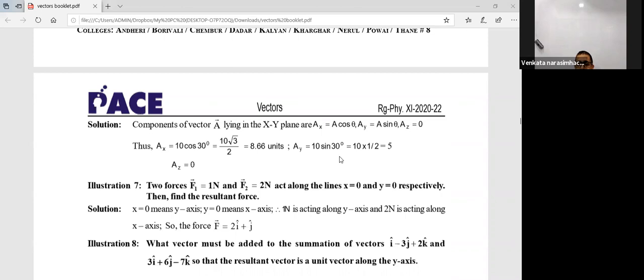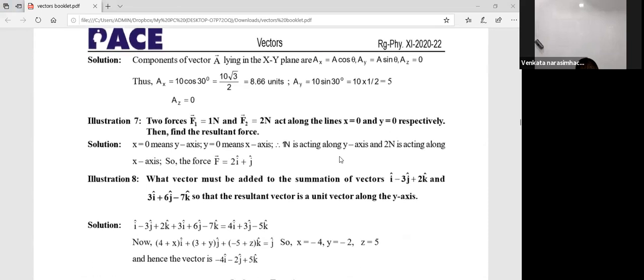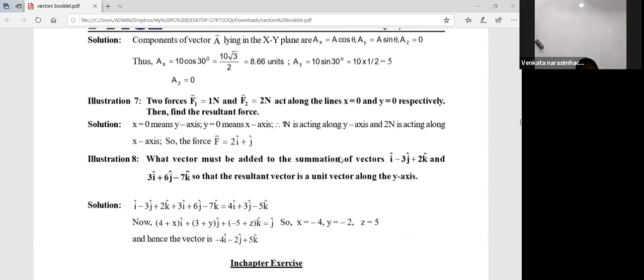Sir, I've written the answer in the chat. Okay, wait, let me stop the screen share. I'll be able to see the answer. One second, wait. What vector must be added to the summation of this and this so that the resultant vector is a unit vector along y-axis? If it is a unit vector along y-axis, then the x component should become 0. So the coefficient of i should become 0, and the coefficient of k should become 0.